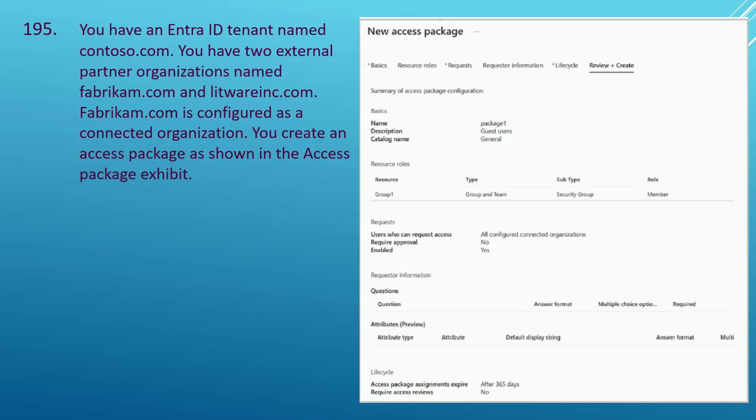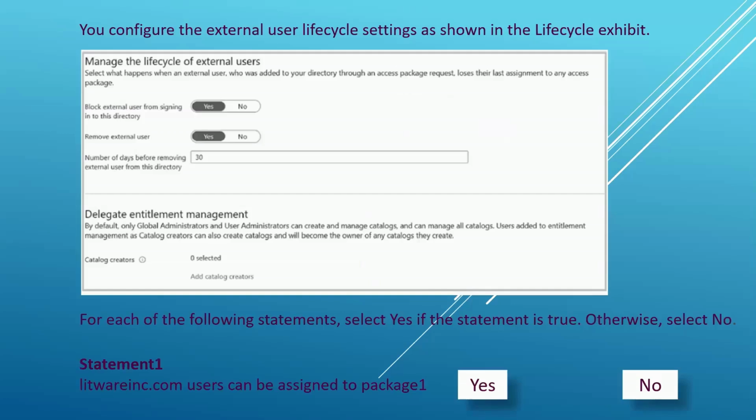Require approval is set to no and enabled is set to yes. Basically, this package is enabled. And at the bottom, you can see there is a lifecycle defined. Access package assignments expire after 365 days and require access reviews is set to no. Let's now look at further things in this question. You configure the external user lifecycle settings as shown in the lifecycle exhibit. And in the lifecycle exhibit, basically it says block external users from sign in to this directory is set to yes, and remove external user is also set to yes. And the condition is number of days before removing external user from this directory is 30 days.